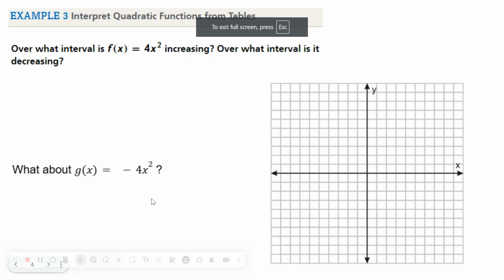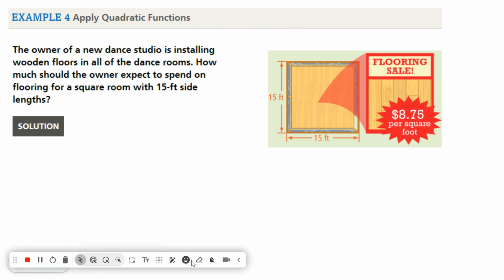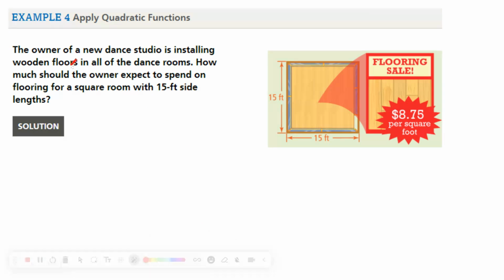Okay, last problem coming on these notes. Okay, so application. So it says the owner of a new dance studio is installing wooden floors in all of the dance rooms. How much should the owner expect to spend on flooring for a square room with 15 feet side lengths? So why is this a quadratic application? Well, it's this idea of being a square, right? When you are a square, this is all about area. When we're trying to cover the floor, this is an area problem.